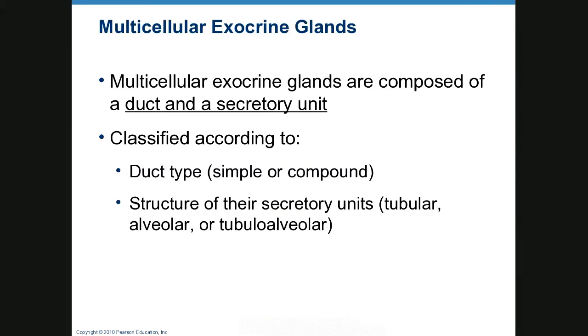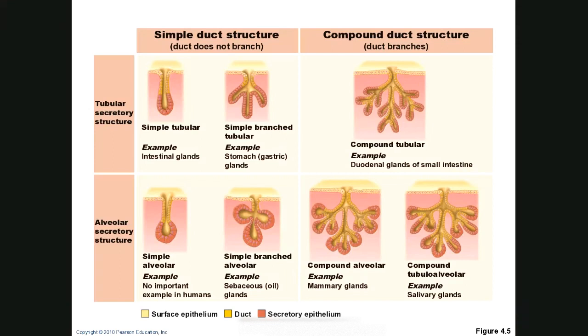Now, multicellular exocrine glands, they're going to have ducts and secretory units. The duct may be simple or compound, and we also look at the structure of their secretory units. They may be tubular, alveolar, or tubulo-alveolar. When we come over to this page, this is simple tubular. This is simple branched tubular. So they're tube-shaped, whereas this is simple alveolar. It's round. Simple branched alveolar.